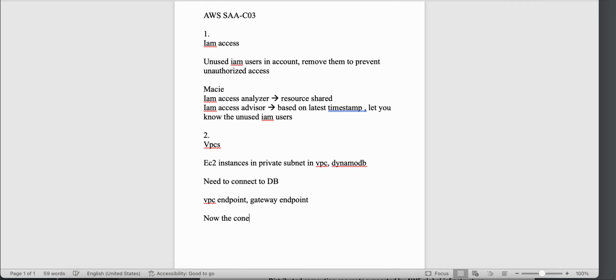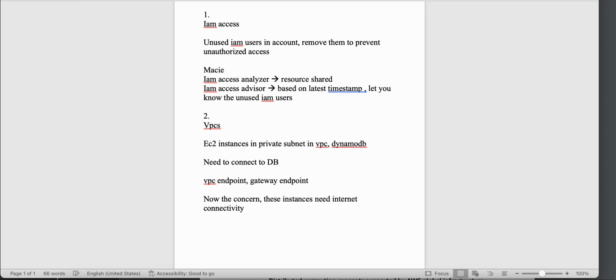Now the concern is that these instances, it was mentioned, need internet connectivity to download some updates. So how could this happen? I don't remember the options, but the main idea is that in such cases you need to have a NAT gateway, and the NAT gateway goes in the public subnet.